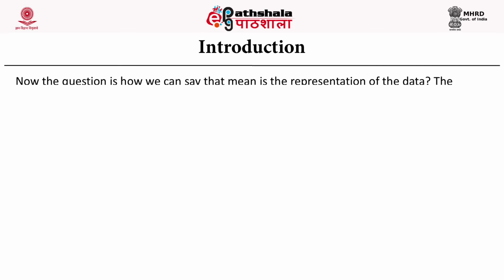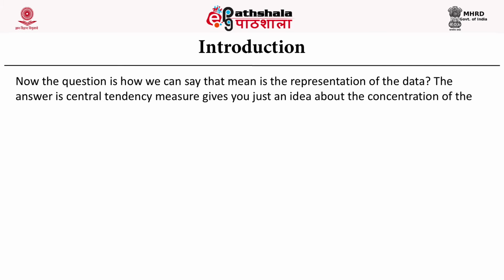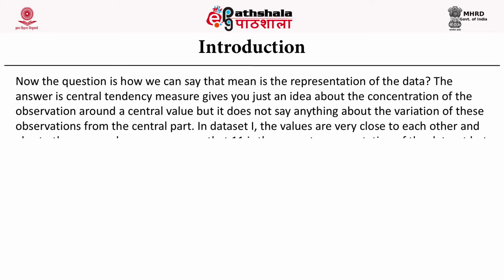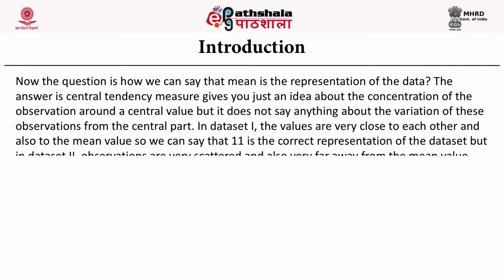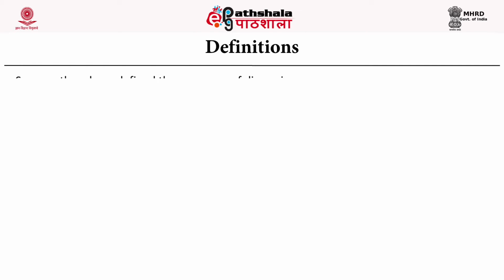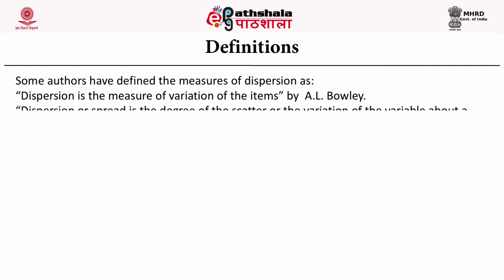Now the question is how we can say that the mean is the representation of the data. The answer is that central tendency measure gives you just an idea about the concentration of the observations around a center value, but it does not say anything about the variation of these observations from the center. In data set 1, the values are very close to each other and also to the mean value, so we can say that 11 is the correct representation of the data set. But in data set 2, observations are very scattered and also very far away from the mean value. Hence, 11 as a mean value does not represent the whole data set in a correct manner. To overcome this problem, we use measures of dispersion.